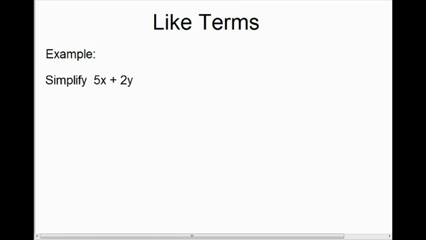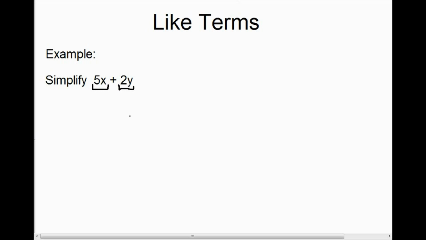So for this next example, again, we're being asked to simplify, and we've got a couple of terms here that involve some variables. So again, the first question we're going to ask ourselves is, do we have any like terms here? Well, if we look at the first term here, the variable there is an x. And the second term there, the variable is a y.